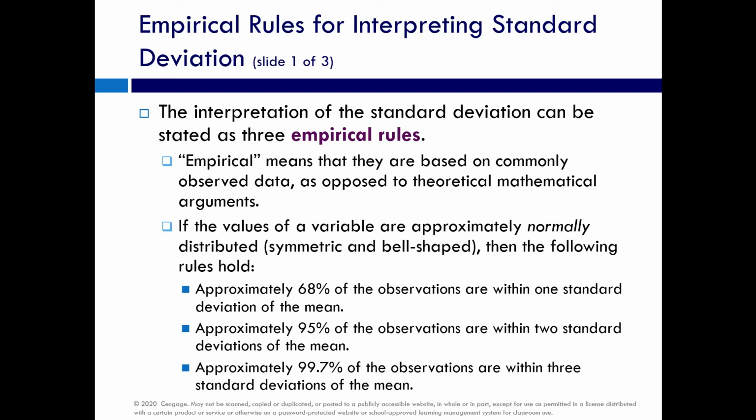Empirical rules for interpreting standard deviation. The interpretation of standard deviation can be stated in three empirical rules. Empirical means that they are based on commonly observed data as opposed to theoretical mathematical arguments. If the values of the variable are approximately normally distributed, symmetric, and bell-shaped, then the following holds true. About 68% of the observations are within one standard deviation of the mean, approximately 95% are within two standard deviations, and approximately 99.7% of the observations are within three standard deviations of the mean.